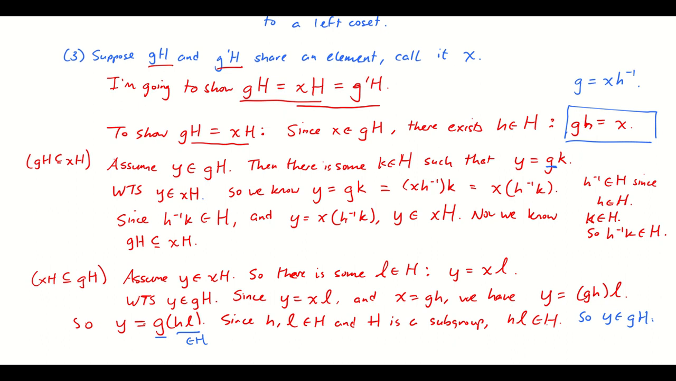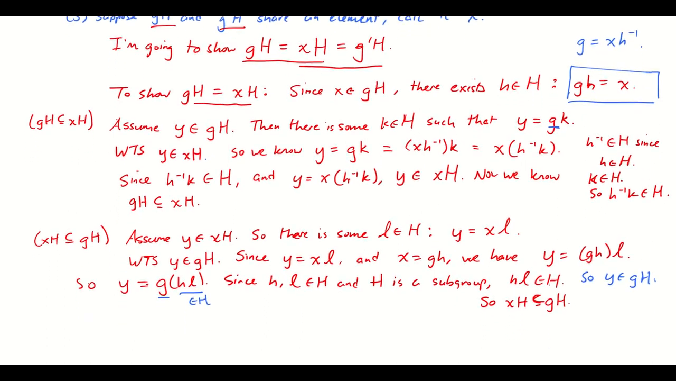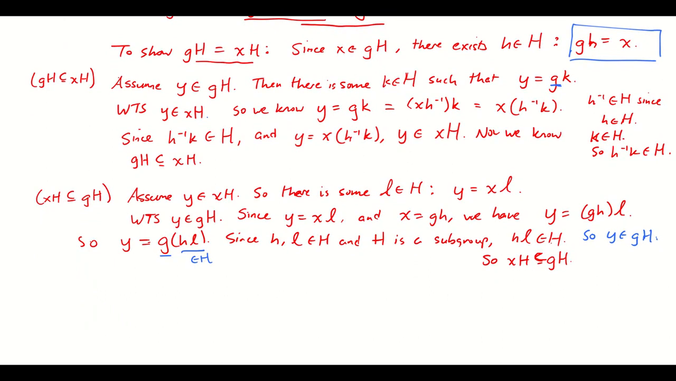Great. So that means XH is a subset of GH. Subset, not subgroup. There we go. So we've shown that GH and XH are subsets of each other. Therefore, GH is equal to XH.